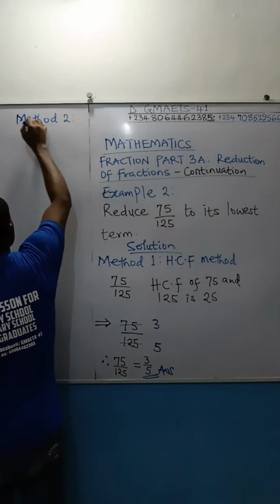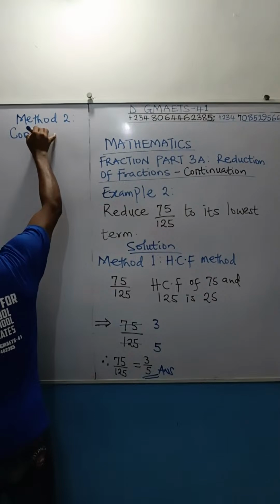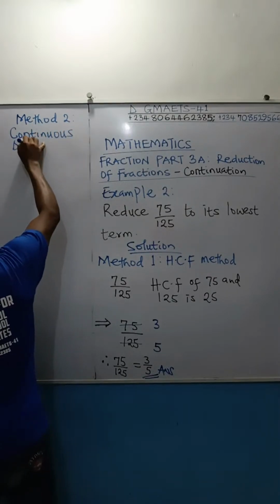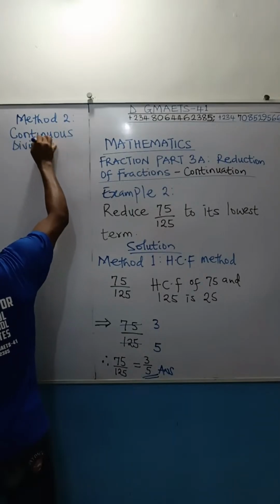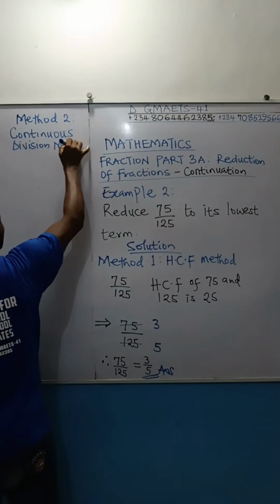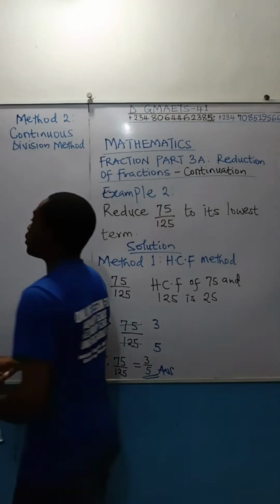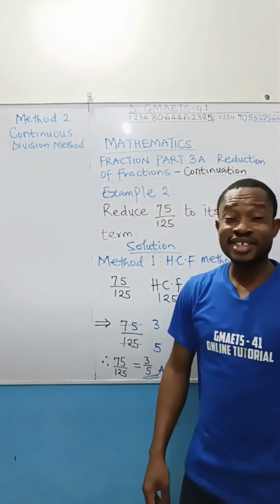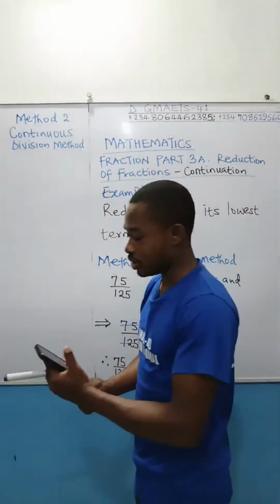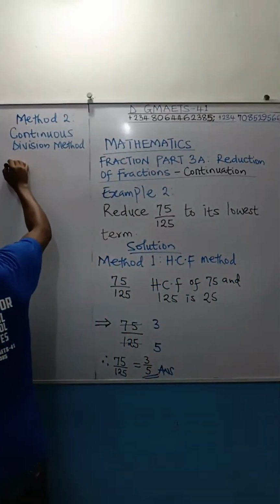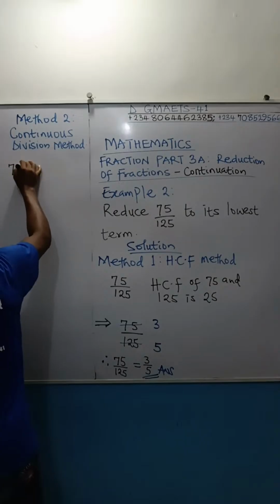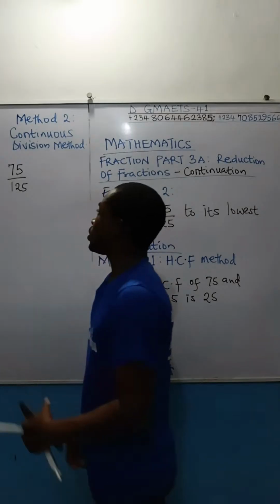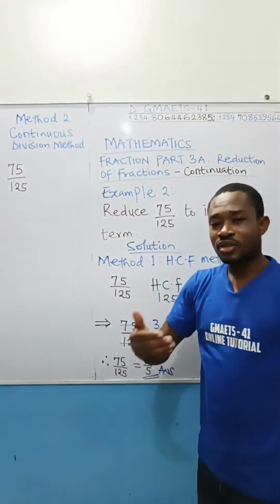Method 2, continuous division. Continuous division method. Good. The continuous division method requires that you have good knowledge, excellent knowledge of rules of divisibility. I have 75 over 125. So we want to continuously divide.